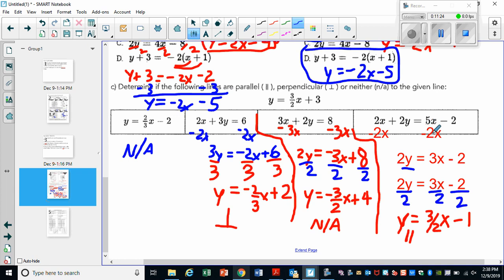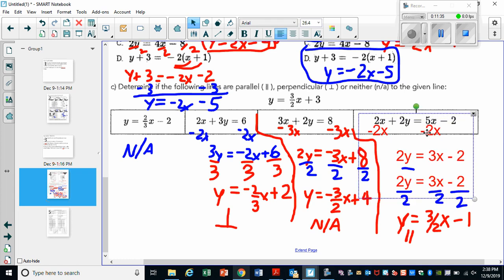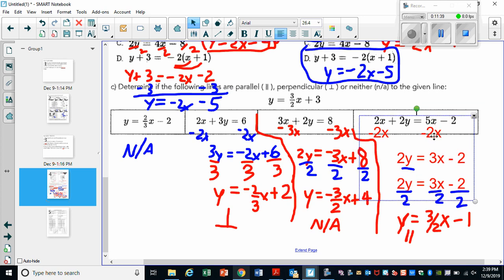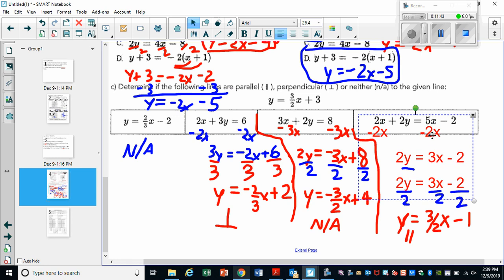So 5x minus 2x, let me make that a little more profound here. Let's see, okay, that might work. I just want everybody to see we're subtracting 2x on both sides.